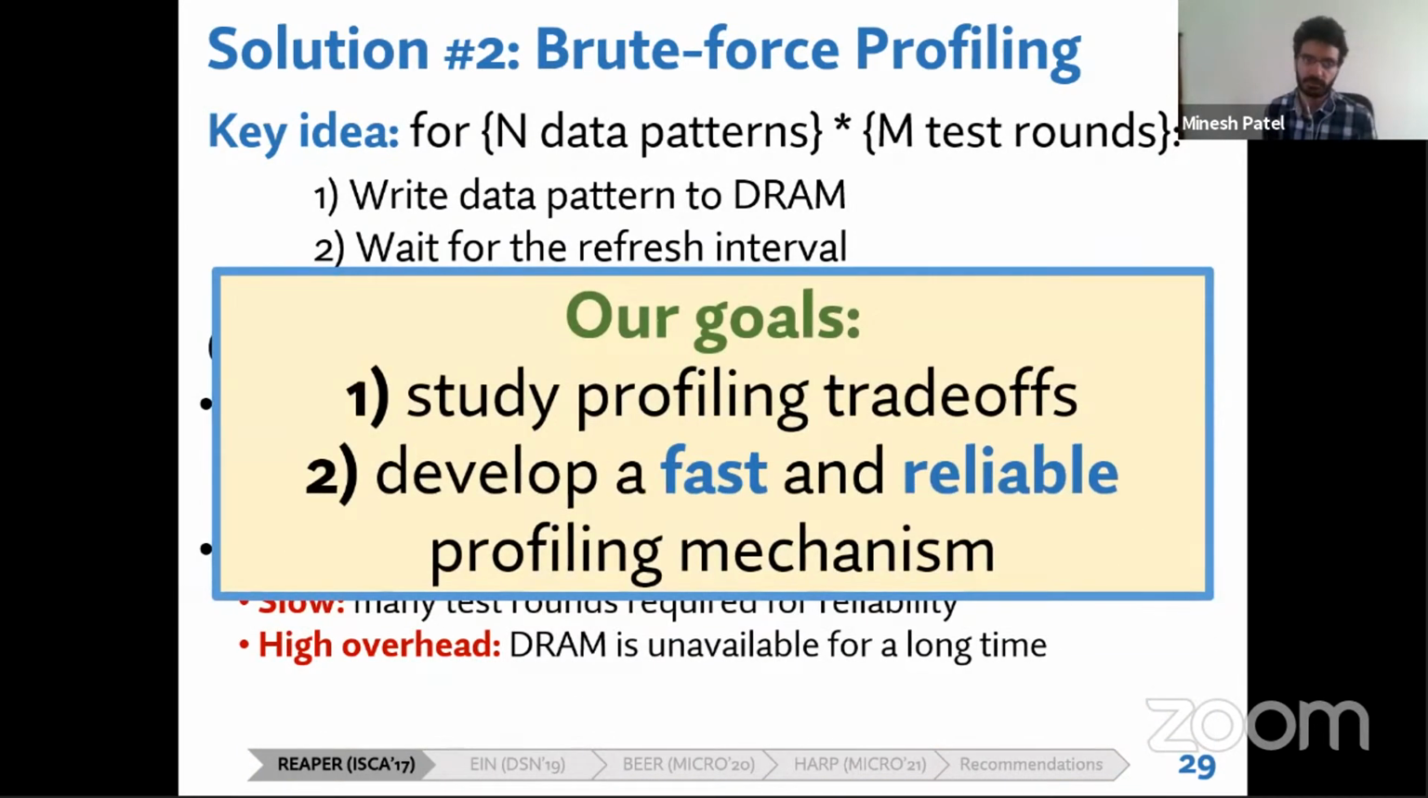And so our goals in this work are twofold. First, we want to study the trade-offs surrounding retention failure profiling. And second, we want to use what we learned from the study to develop a fast and reliable profiling mechanism.